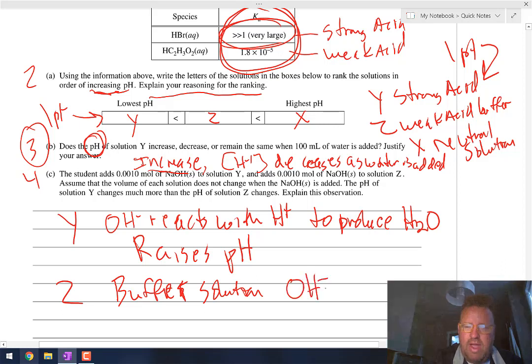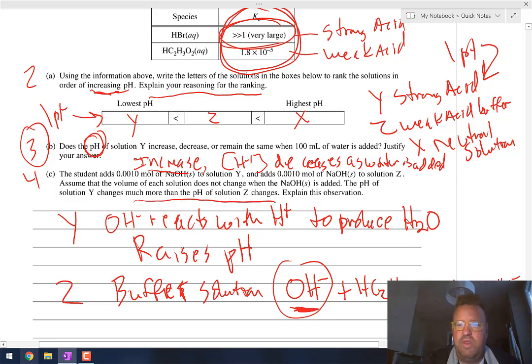So when you add hydroxide to a buffer solution, remember the buffer solution contains the acid and in this case the conjugate base. So this base that you added is going to react with the acid component of that buffer solution to produce some water and some more of the conjugate base. And therefore, what happens to the hydroxide that you added? It gets used up. And so what does the pH do? It doesn't change very much. So the pH of the Y solution changes much more than the pH of solution Z.